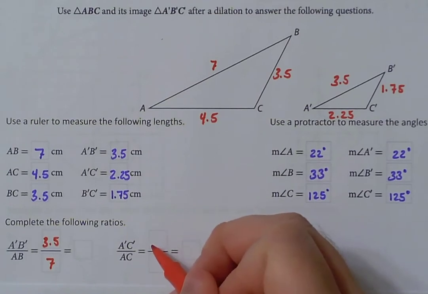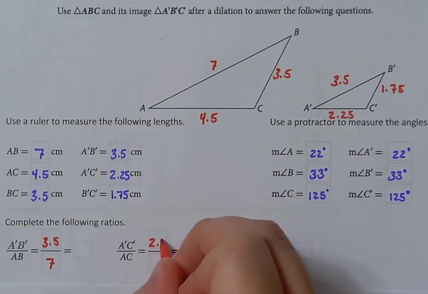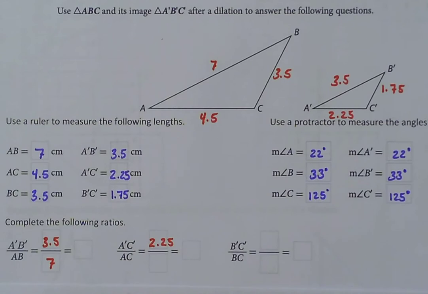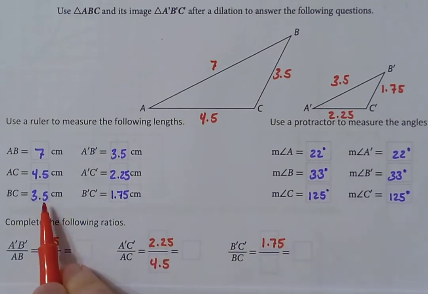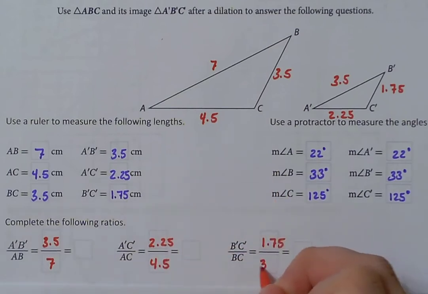And then we take A prime C prime, that was 2.25. And then for AC, it was 4.5. And then for B prime C prime over BC, prime over the original, so it's 1.75 over 3.5. So what we're going to do is take our calculator and take these ratios, these fractions, simplify them and see what we get as a result.